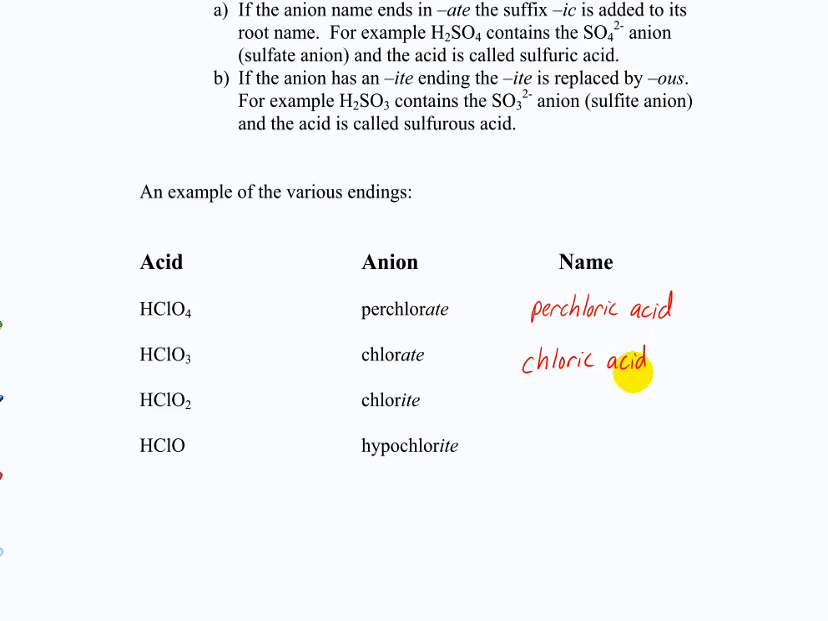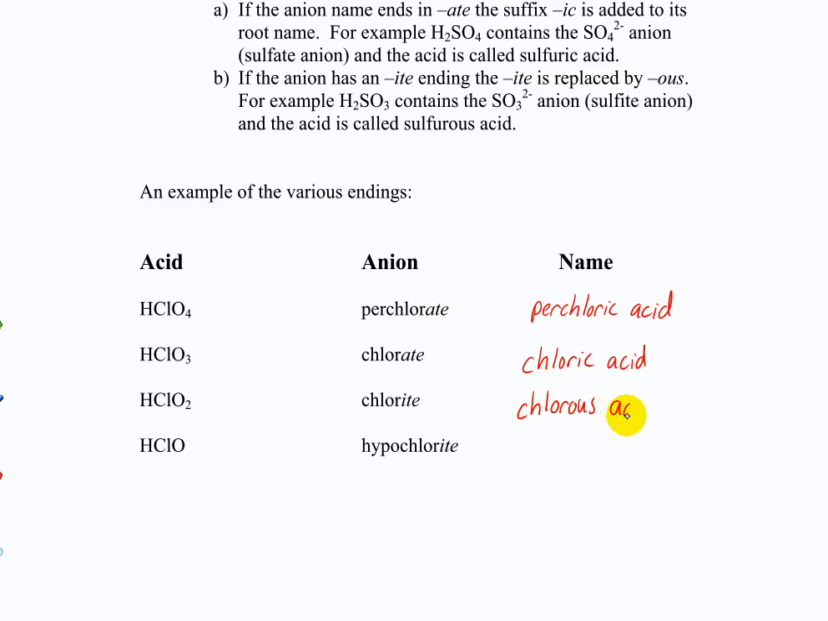So note with these that they don't start with hydrogen. It's not hydroperchloric acid or hydrochloric acid, because hydrochloric acid is something else, right? So it's important that you name it one way or the other, or you're actually saying the wrong thing. If you used hydrochloric acid instead of chloric acid for something, you could really be in trouble, because they certainly have different properties.